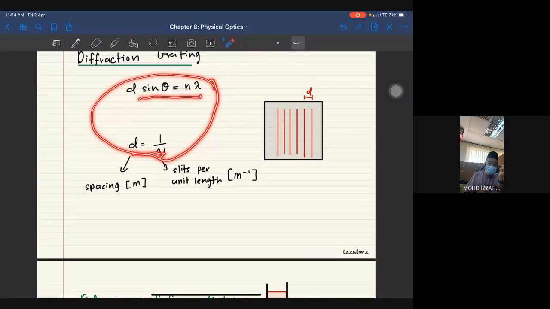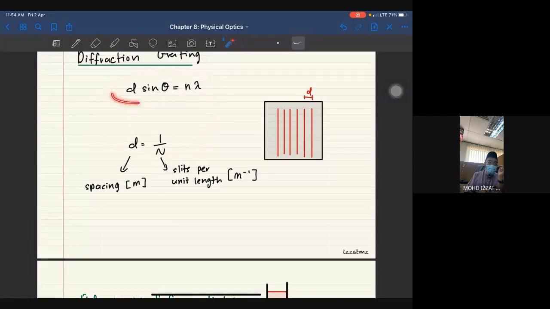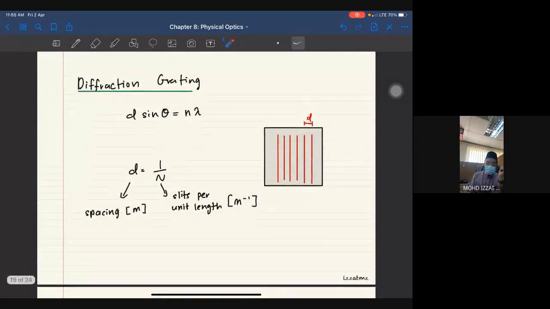If you notice, this formula is very similar to constructive diffraction. The only difference is d, and it only explains constructive. So for the diffraction grating, we think of the constructive pattern. The pattern is the same as the diffraction pattern I showed earlier. The only difference here is d. Okay, d here is actually equal to 1 over N. d has unit meter. N has unit per meter.